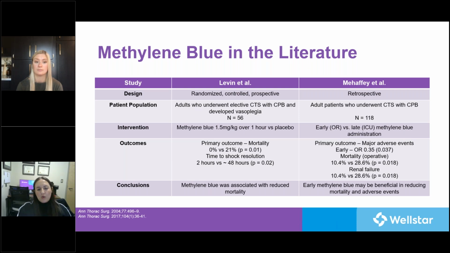Their primary outcome was major adverse events, and they found that there were less major adverse events in the patients that received methylene blue early, and they found that there was a reduction in operative mortality and then also a reduction in renal failure. So kind of some thought-provoking data, and it could potentially be an option for us for this indication.